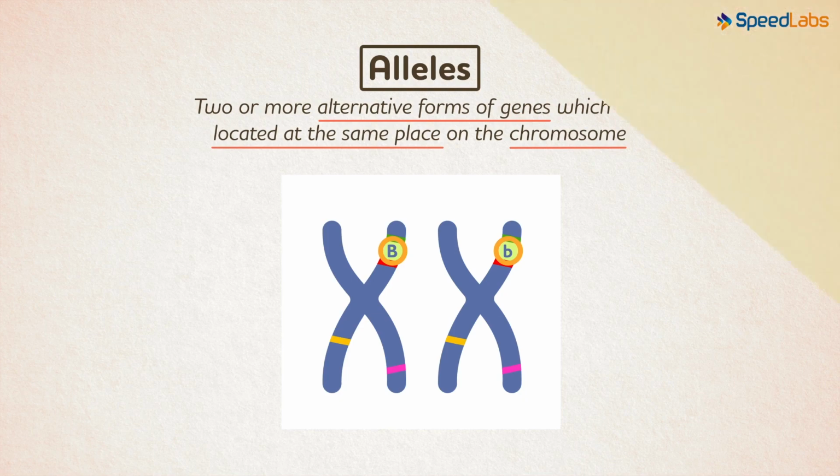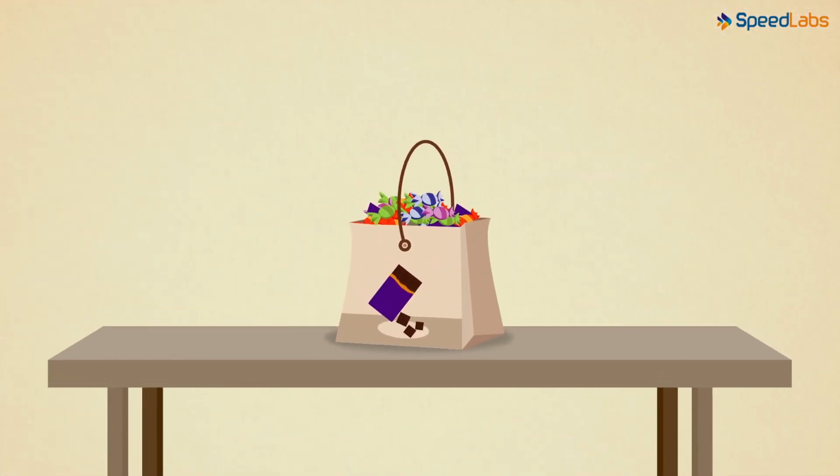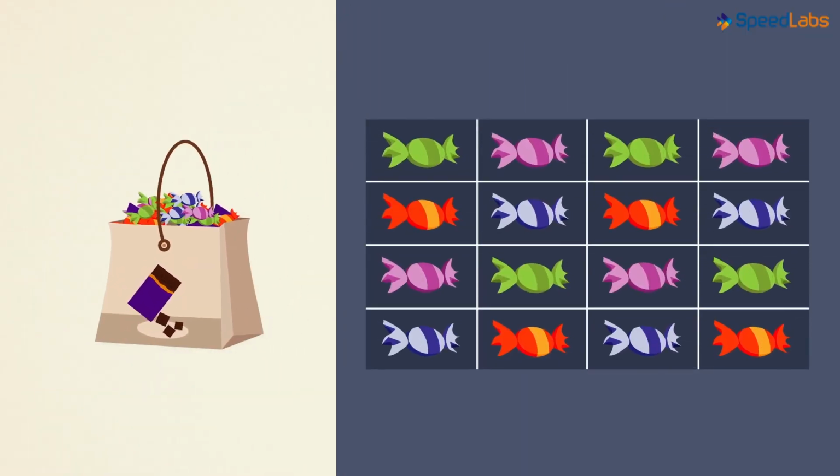Let's say we have a bag of candies. It contains all the candies of the same brand but different flavors. Now, being the same brand and the same type, they are all similar to each other. But what differentiates them is the flavor that each one has.